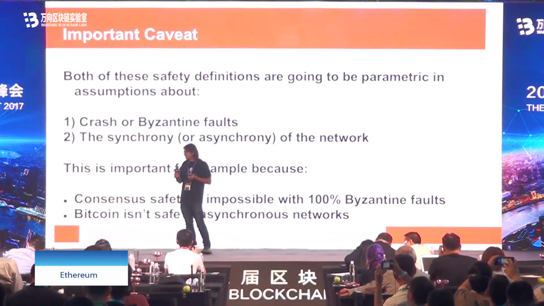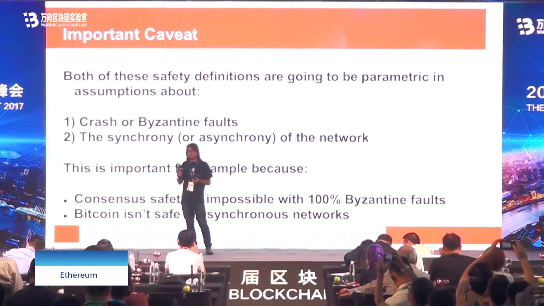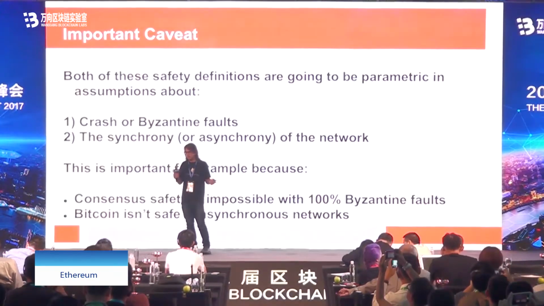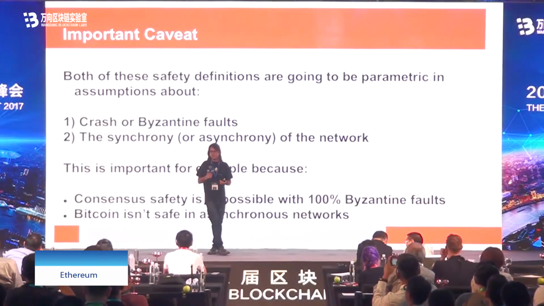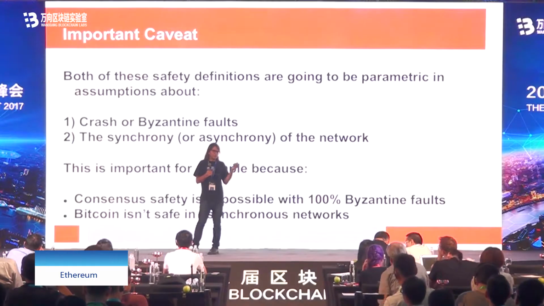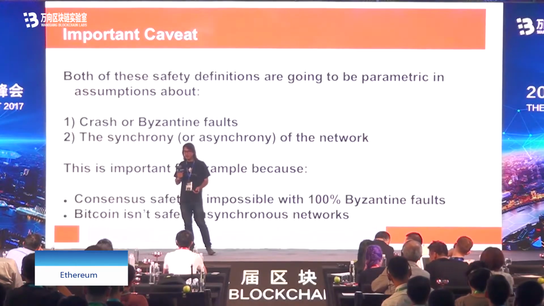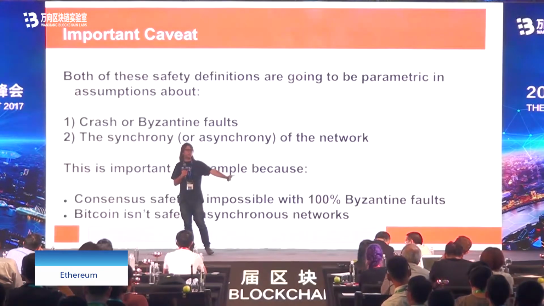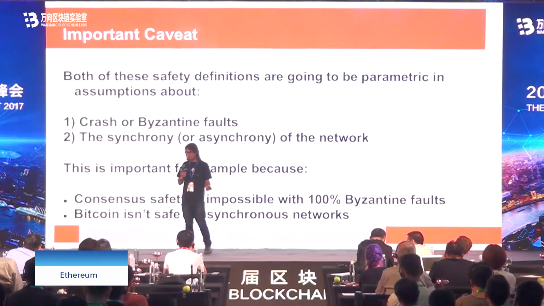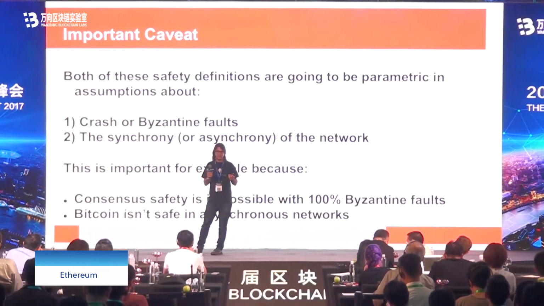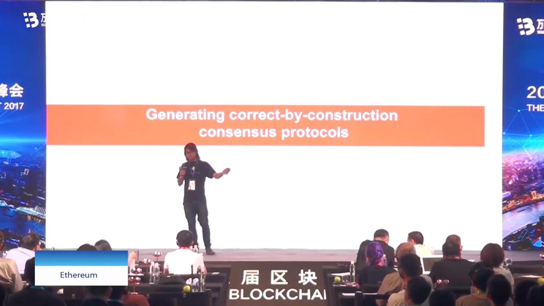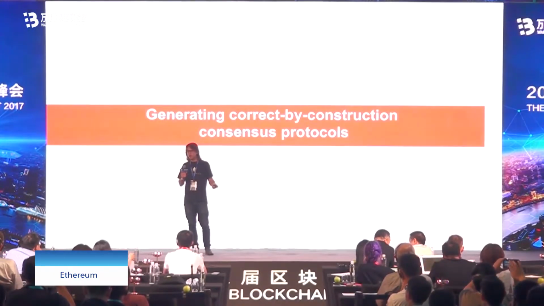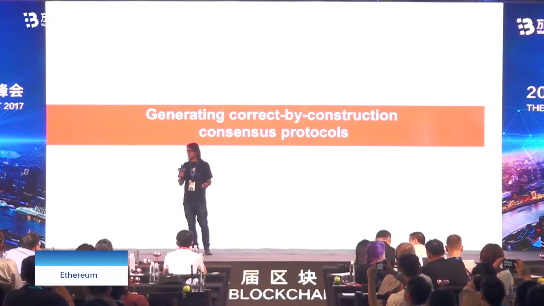And so all of this is placed against some assumptions about the number of faults in the network and the synchrony in the network, because it's impossible to have consensus safety with 100% Byzantine faults. And for example, Bitcoin isn't safe in asynchrony. All that stuff didn't factor into all the words that I just said, but it's in the background. I just wanted to mention that in case anyone is getting concerned that I'm not talking about network synchrony or Byzantine faults. So now I'm going to talk about this process for generating consensus protocols by satisfying this proof.